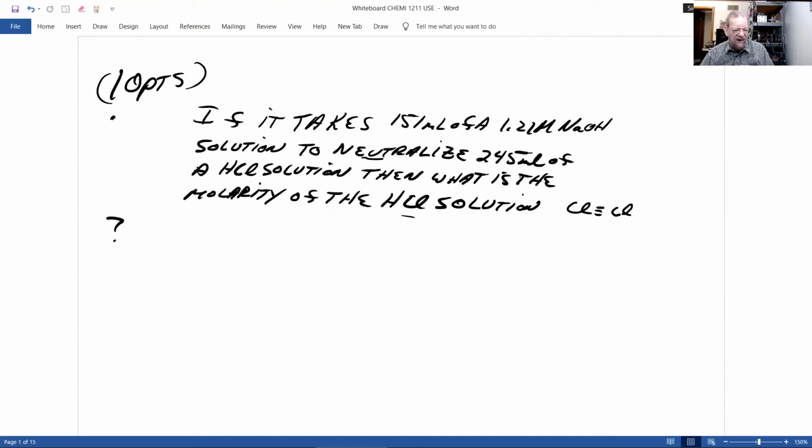So what are we being asked to find? Molarity of HCl. Remember, M means molarity. Hopefully you'll learn that for Friday, because you'll need that knowledge. We're given 151 milliliters of 1.21 molar NaOH solution. You're also given 245 milliliters of the HCl solution.